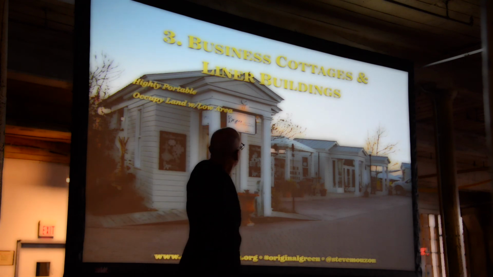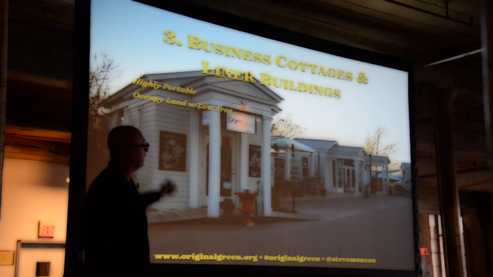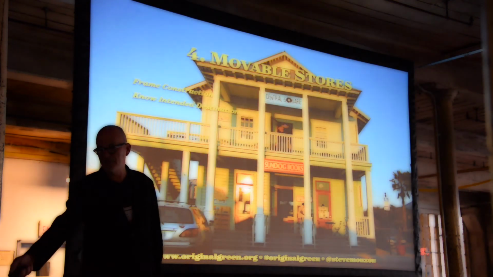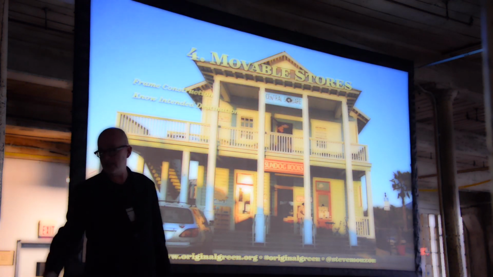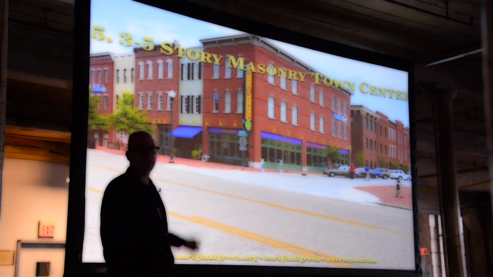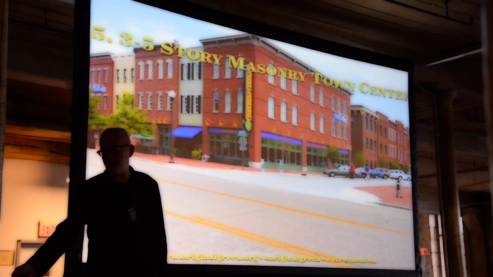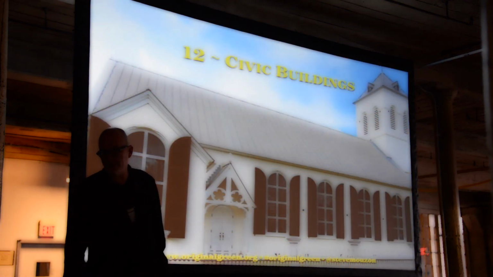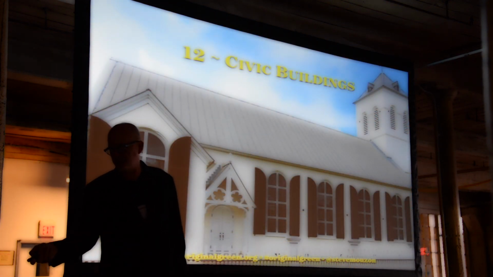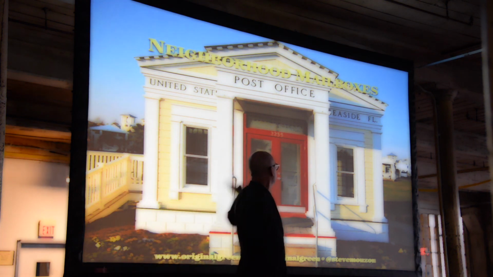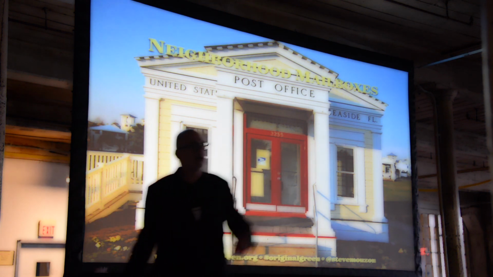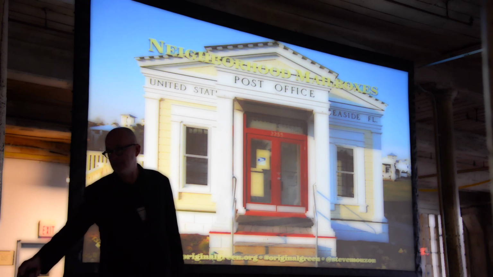And then business cottages and lighter buildings, which are again highly portable. And then you have movable stores that might be a 2-story building that nonetheless is designed to go elsewhere. And then finally graduating to a 3 to 5-story masonry town center. Last are civic buildings, which you would probably put last on the list, and they can be very simple. This is nothing but a bunch of gang mailboxes for a neighborhood, but put into a proper civic enclosure.